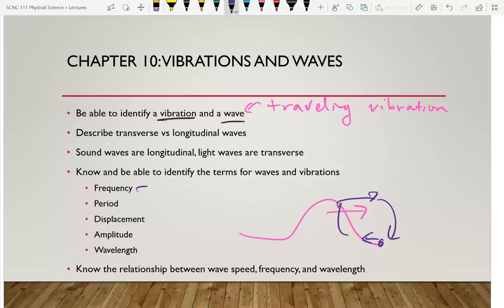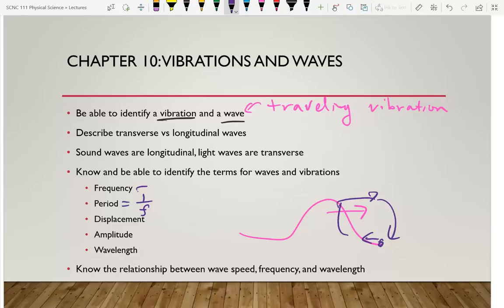That's the number of cycles per second. The standard unit there is hertz. 1 hertz is 1 cycle per second. The period, which is the time per cycle. And the relationship between period and frequency is very simple. Period is 1 over the frequency. So frequency is the cycles per second? Frequency is cycles per second. Period is time per cycle.